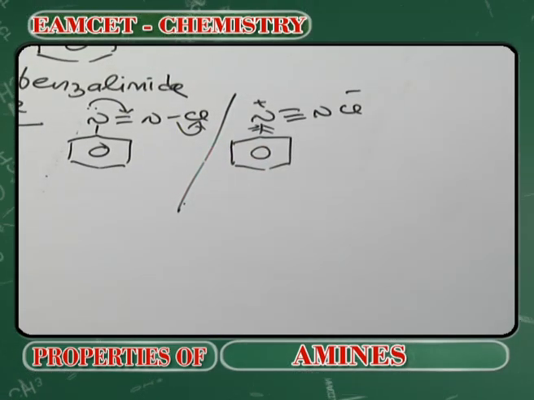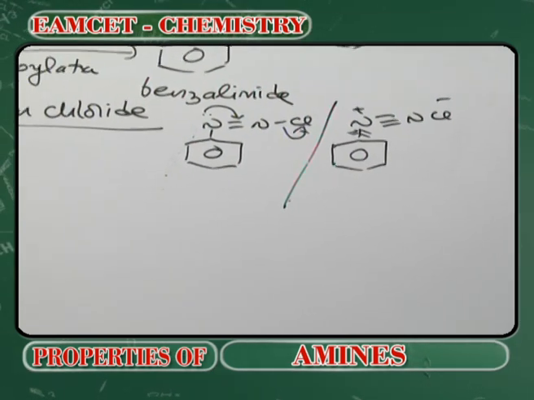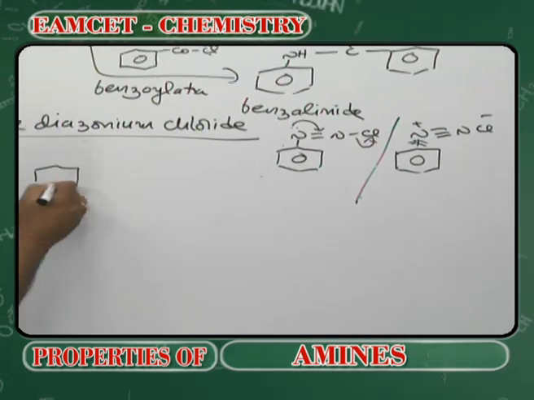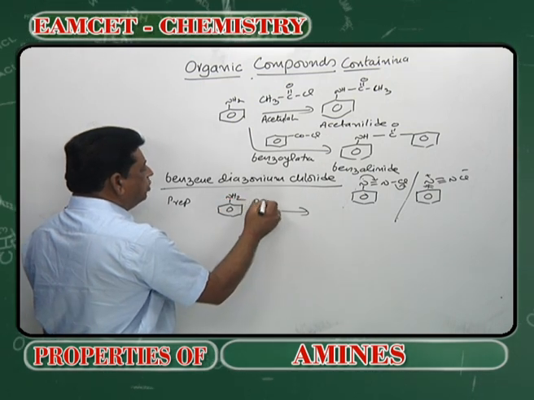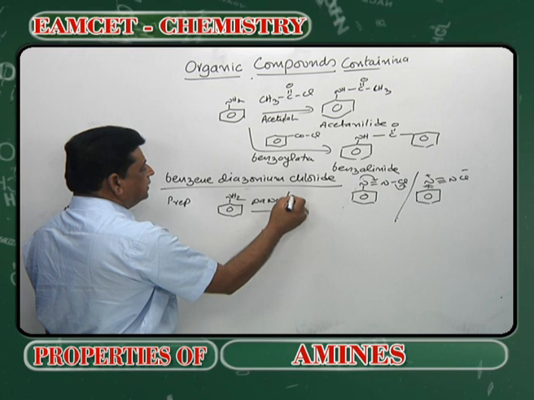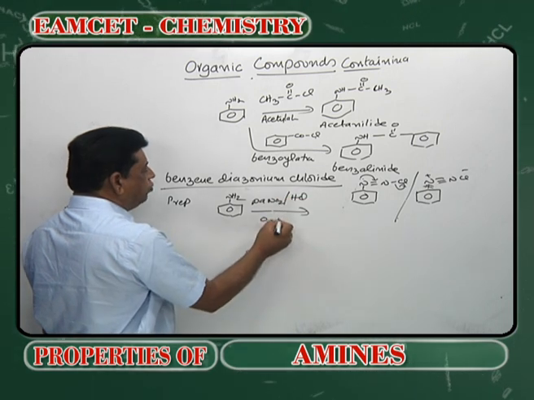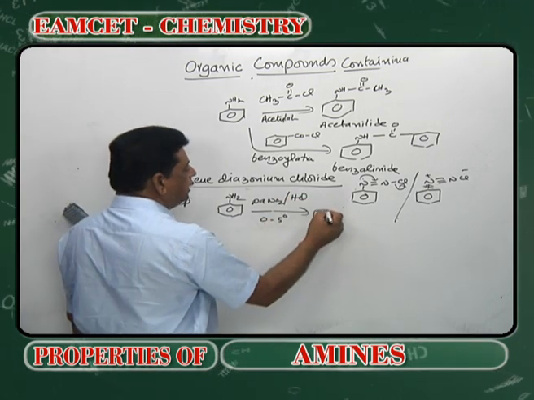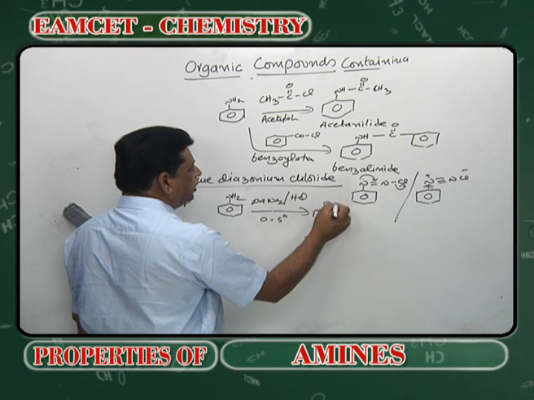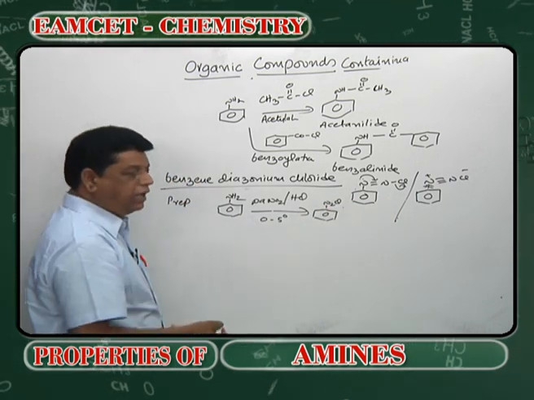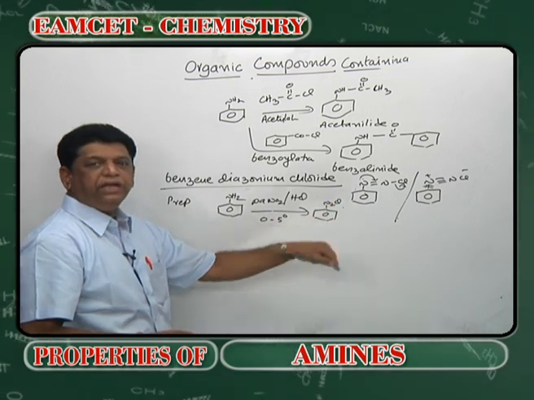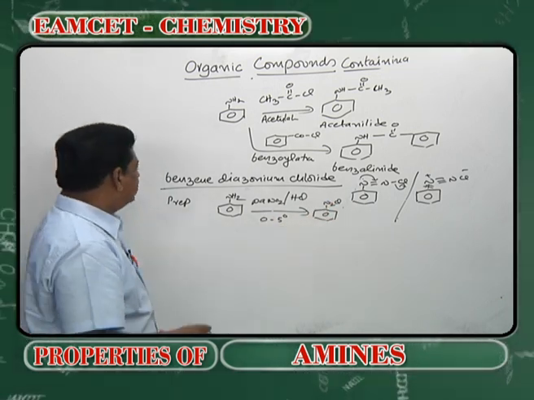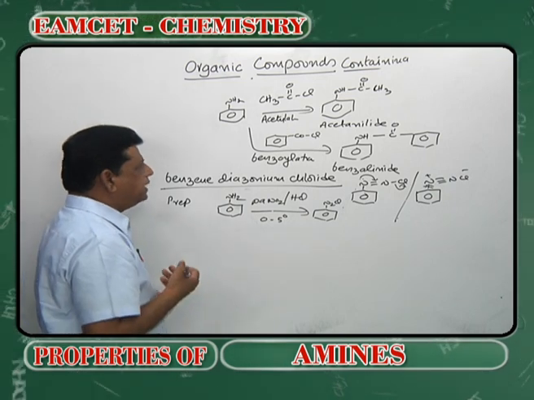So how is benzene diazonium chloride prepared? For the preparation, you take aniline with nitrous acid, that is NaNO2 and HCl, at 0 to 5 degrees centigrade, and you will get benzene diazonium chloride. If the temperature is increased, the aqueous solution will replace this and a phenol product may be formed. This is the one single preparation.